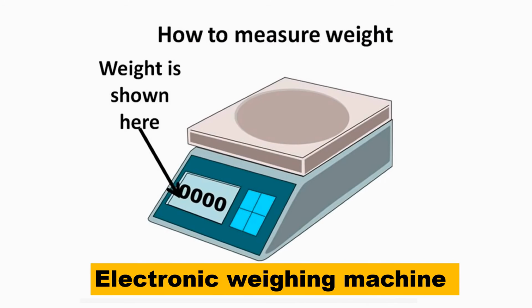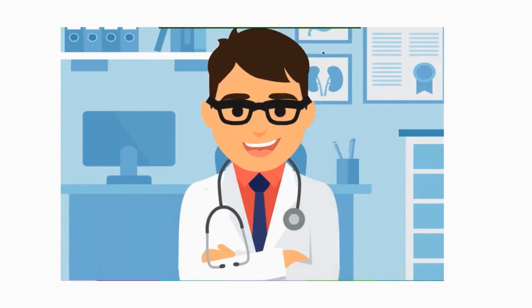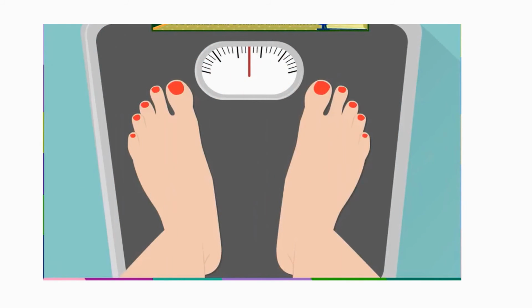At a sweet shop, you may see a different type of balance to weigh the sweets. Look, this is an electronic weighing balance. We just keep the things on them and they show the weight of the things on a small screen. You know, doctor uses a different type of weighing machine to measure our weight.